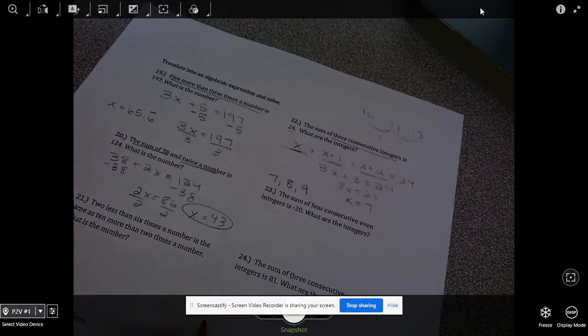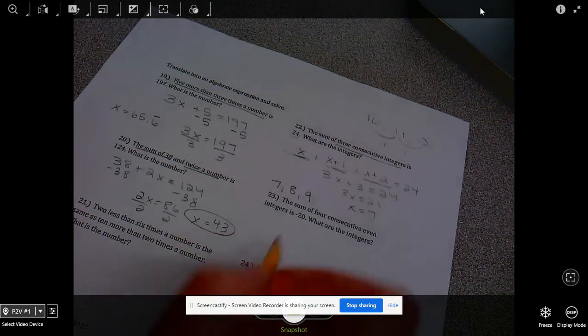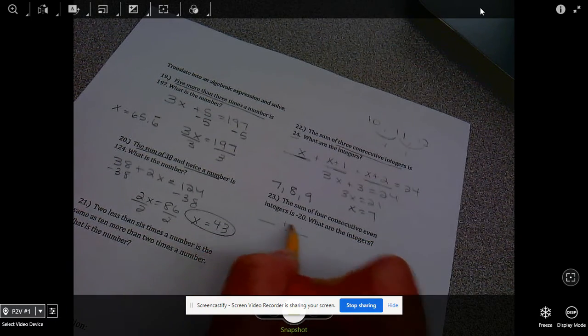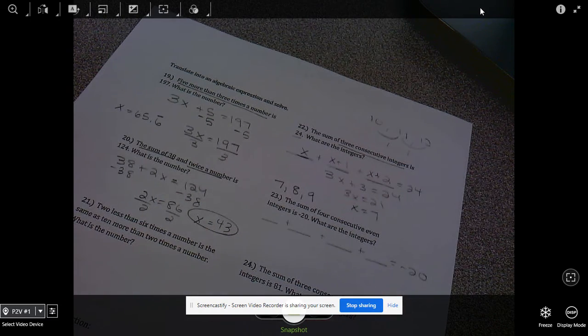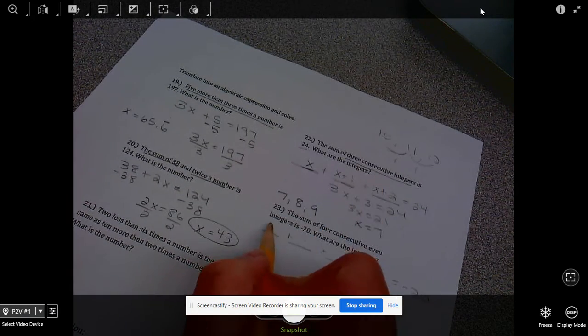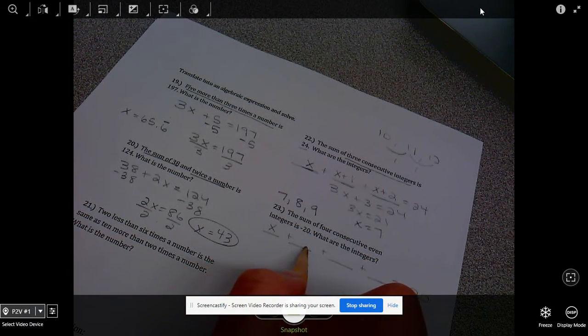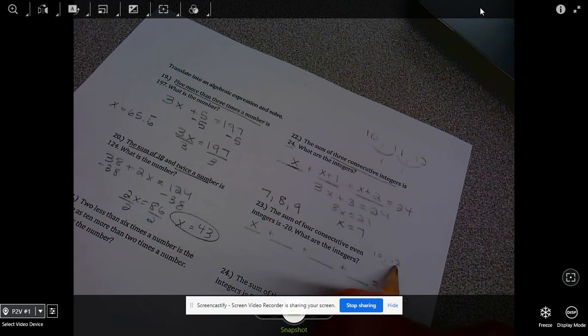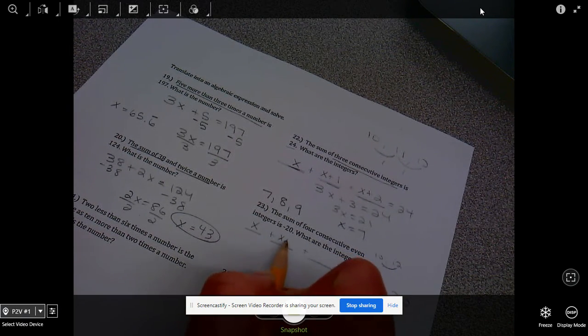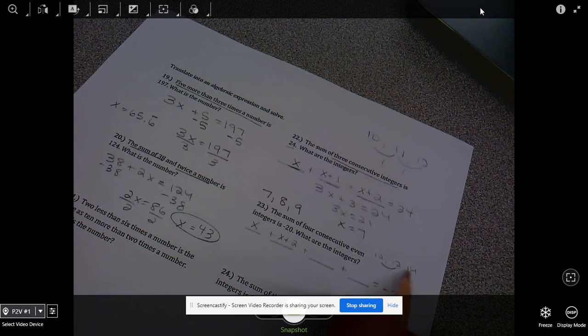Number 23, the sum of 4 consecutive even integers is negative 20. What are the integers? Well, we said before, we don't know the first one, the next one would be x plus 1. But they're even integers. Let's say the number was 10, then the next number would be 12. So they're not 1 away, they're 2 away. And then the next even number would be 2 more, which would be 4 spaces away, and then 2 more.